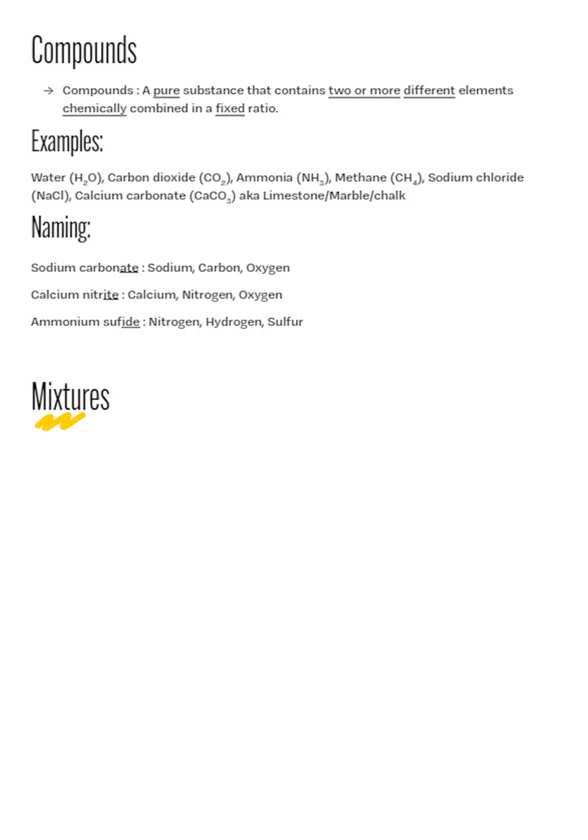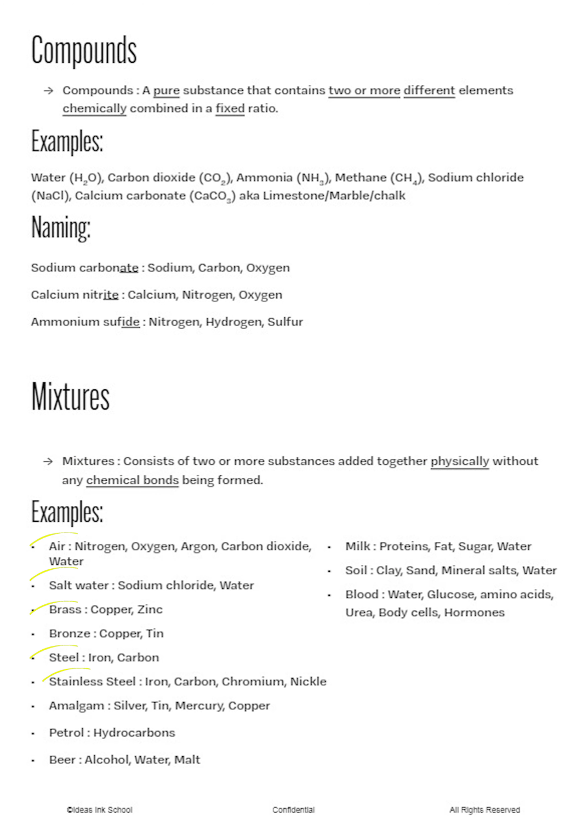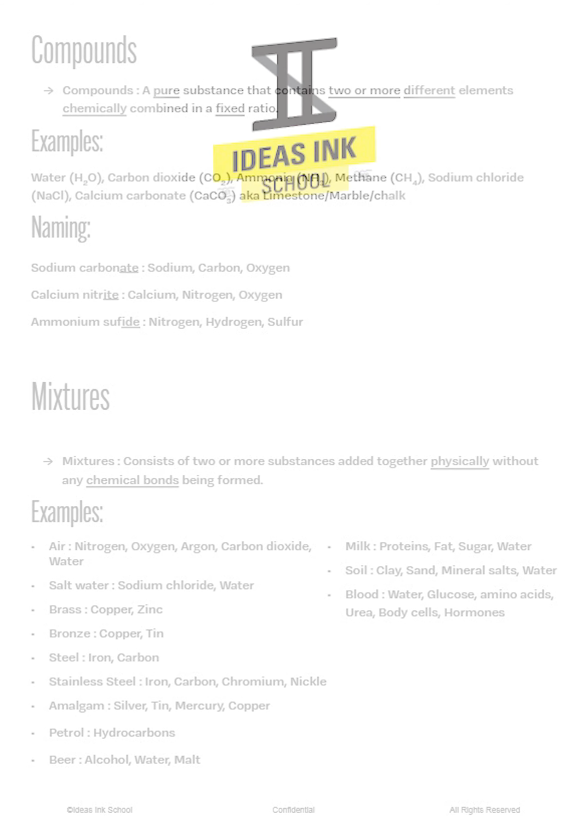Now let's move on to mixtures. A mixture consists of two or more substances added together physically without any chemical bonds being formed. Some examples include air, seawater, alloys like brass, bronze, and stainless steel. Substances like petrol, beer, milk, and blood are also mixtures. To find out more about what these mixtures are made of, you can pause the audio and refer to the notes. There, I have broken down the mixtures into their components.